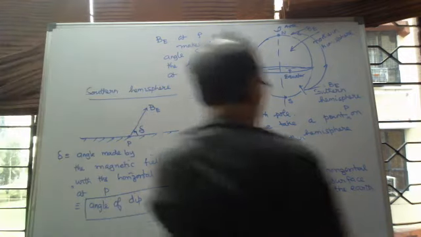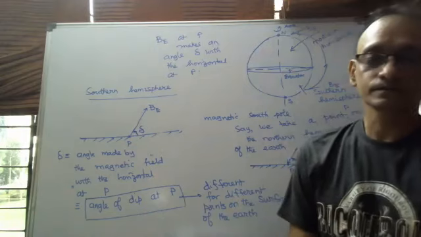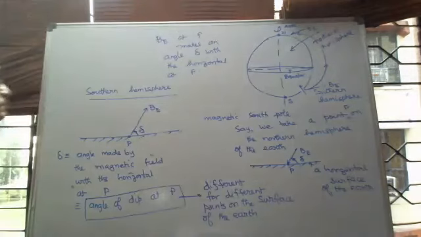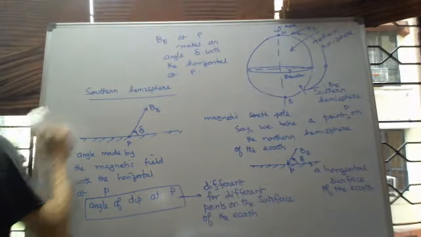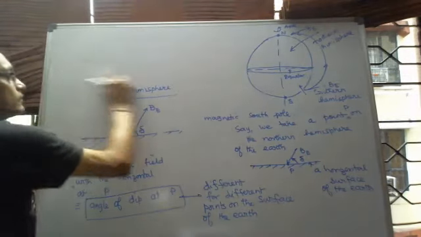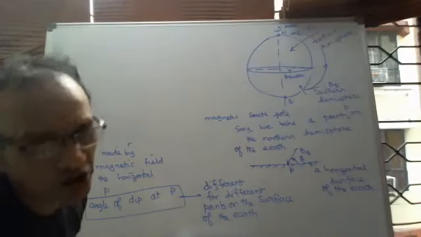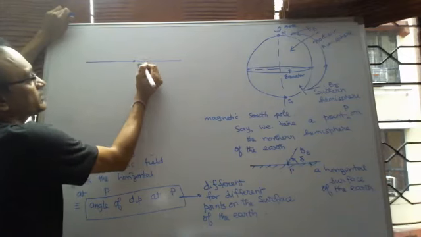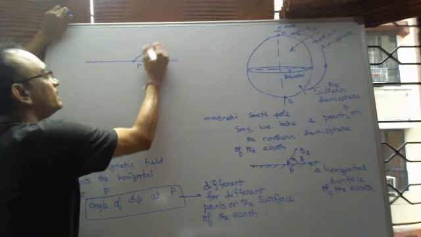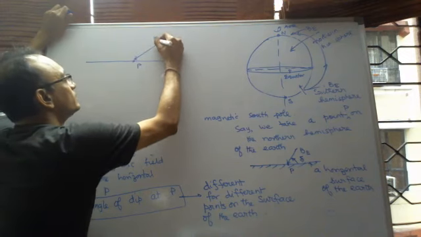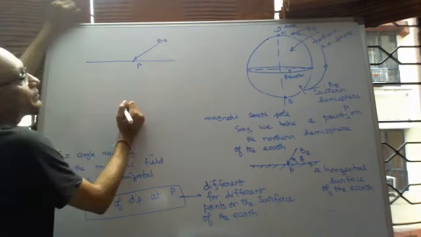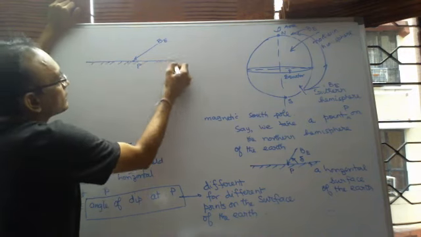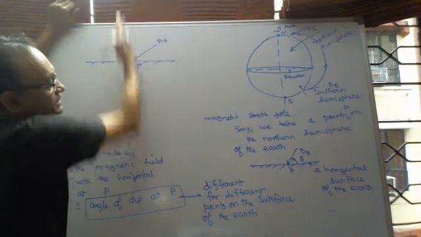ये जो एंगल ऑफ डिप है ये डिपेंड्स ऑन वेयर दिस पॉइंट इज. So whether northern or southern hemisphere does not matter. Suppose I take a point P in the northern hemisphere. उसमें BE कैसा है? BE is going like this on the northern hemisphere, right? This is the horizontal direction, and this will be the vertical direction at P, right?